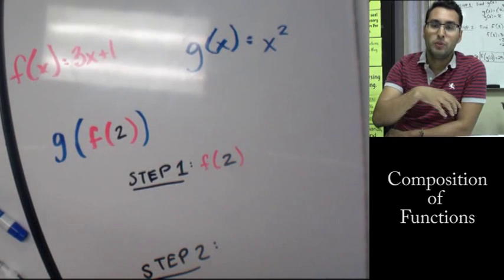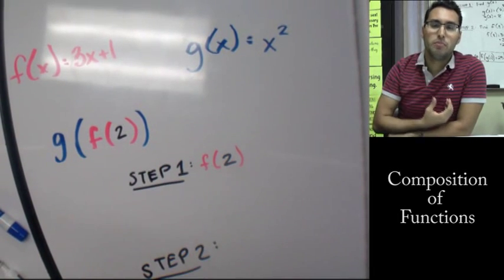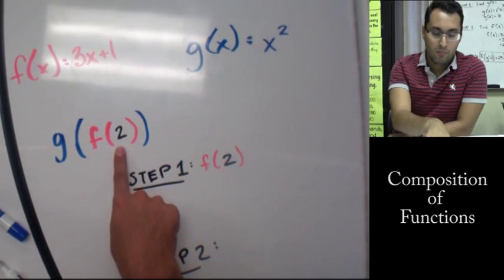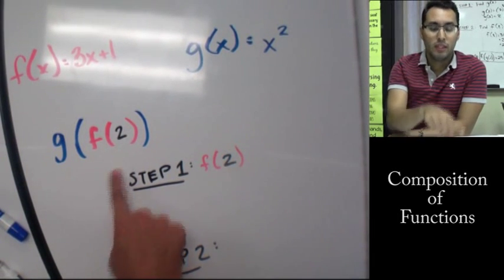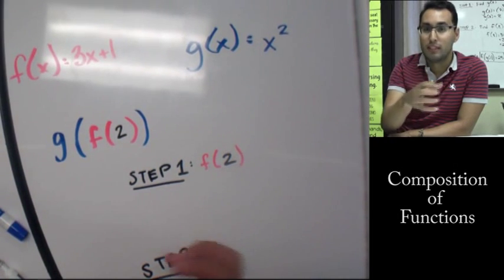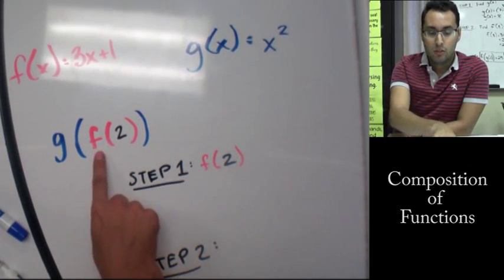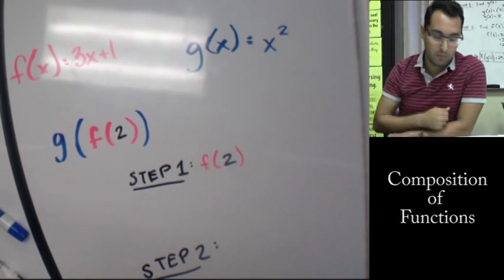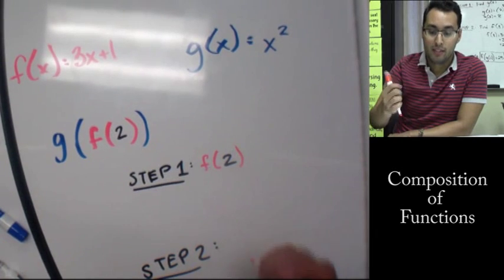Now we're actually going to compute a composition, but in this sense, we have a numerical input. When you have something that's set up this way, what you like to do is tackle the inside part of it first and then work your way out. So noticing that we have f of 2, go ahead and simplify f of 2.